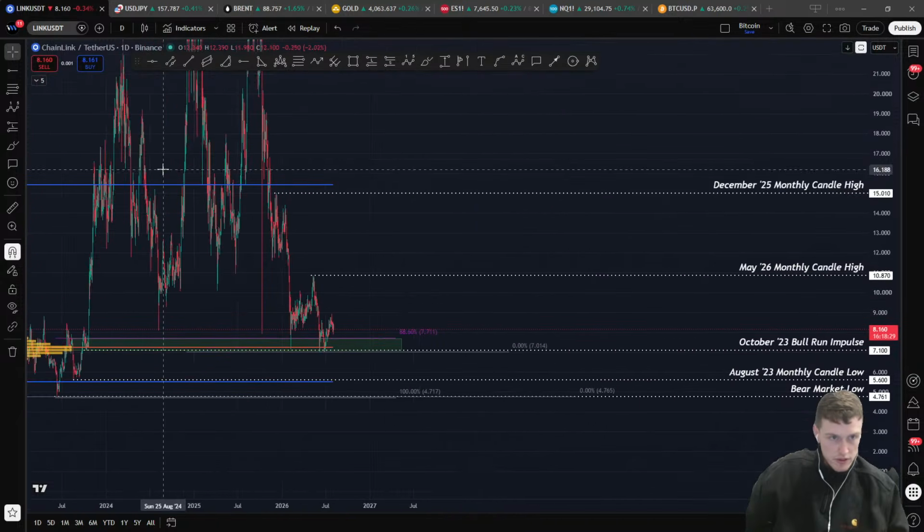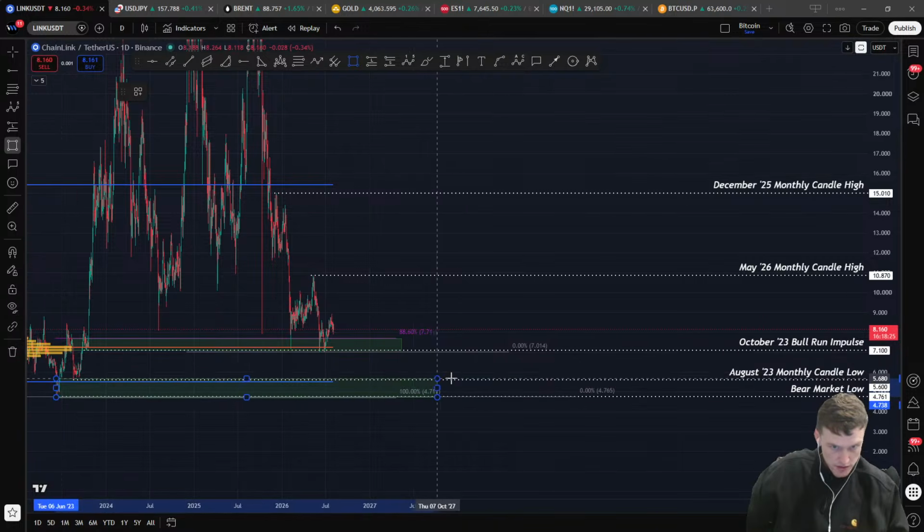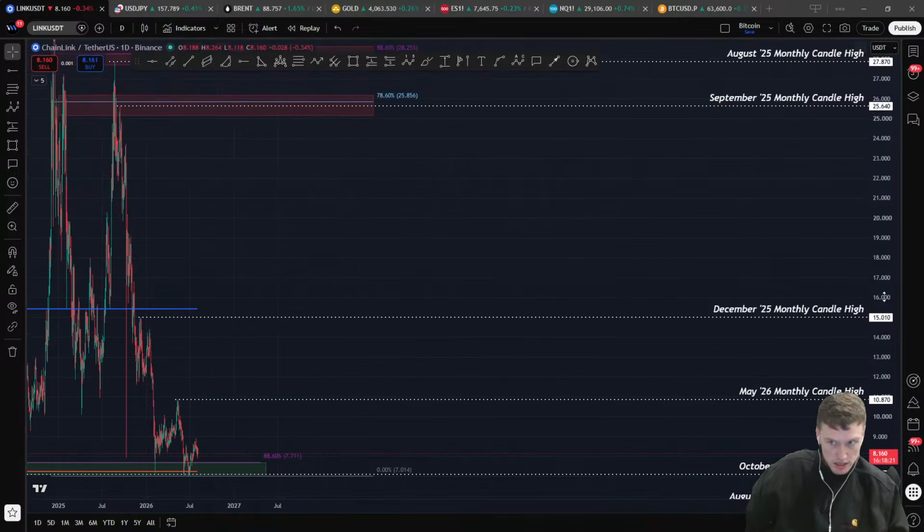And once again, for spot purposes, you're getting as good an R as you can on Link down here at the value area low, the August 23 monthly candle low, and the bear market low, right?